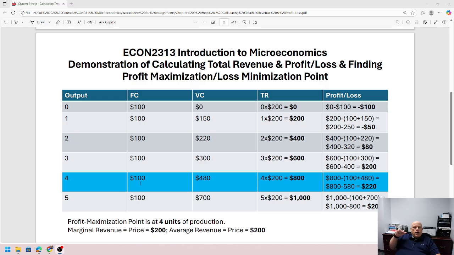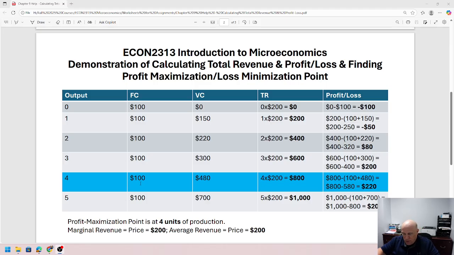Okay, so when it asks about the relationship between marginal revenue, price, and average revenue for the perfect competitor, like what we're learning about in Chapter 9, for this type of market structure, all of those values are going to be the same. So whatever your price is, in this case $200, is also going to be what our marginal revenue is. It's also going to be what our average revenue is, because we're selling all units of our product at the same price, okay? Because we face that perfectly elastic demand curve as a perfect competitor, okay?